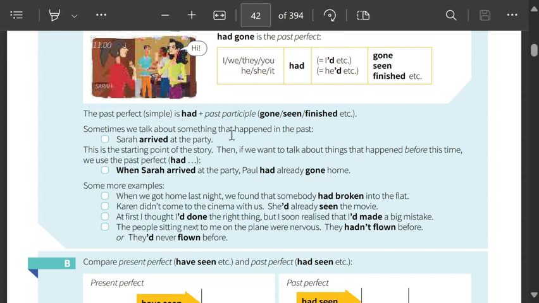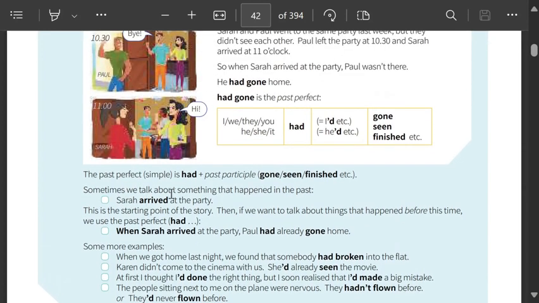Sometimes we talk about something that happened in the past. Okay, in this example it is Sarah arrived at the party. You see, this is in the past. Past simple. Now we want to talk about something that happened before this. Before Sarah arrived. Okay, so if we're talking about the past, this is the starting point of the story. This is what is happening, the main action. Sarah arrived at the party.